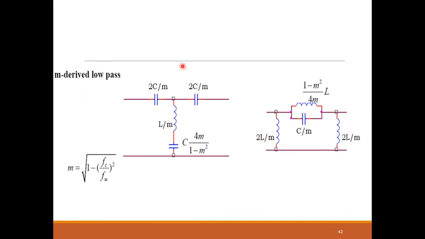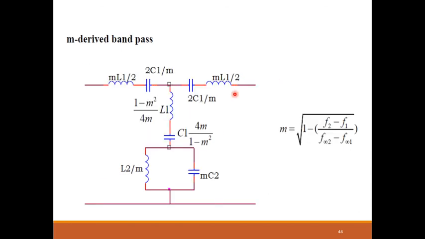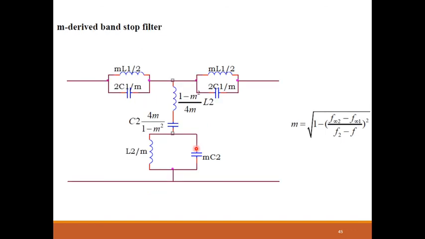For the m derived filter we obtained the common expression for m, which should be equal to the square root of 1 minus fc by f infinite, the whole square. That is for the case of low pass filter. Then this is for the high pass filter. Then this is for the band pass filter. Then the last case is the final expression for the band stop filter. So up to this we discussed the fourth unit.